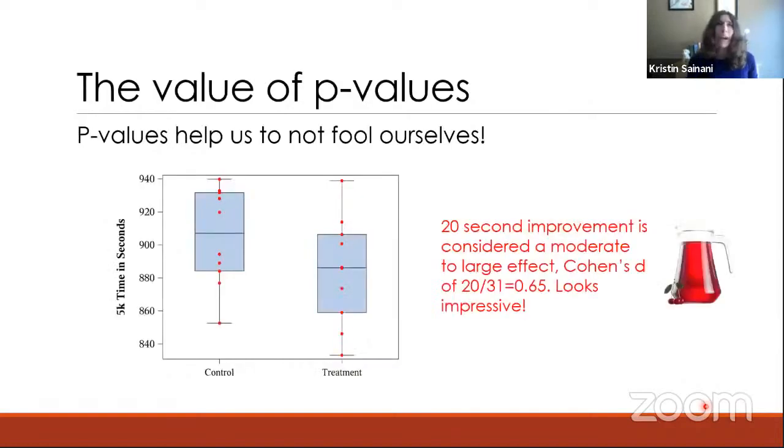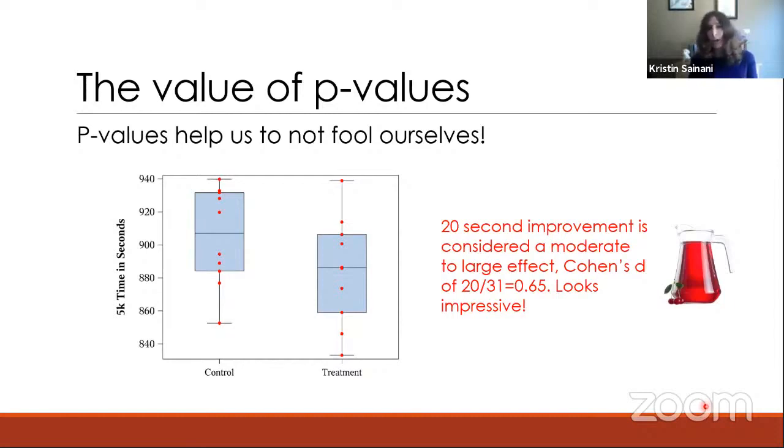We all know that p-values get misinterpreted sometimes, and they have lots of limitations, and I'm sure you've all heard of those. But p-values do one job really well. The value of a p-value is that it helps us to not fool ourselves. So the p-value does have a job that can be very useful.